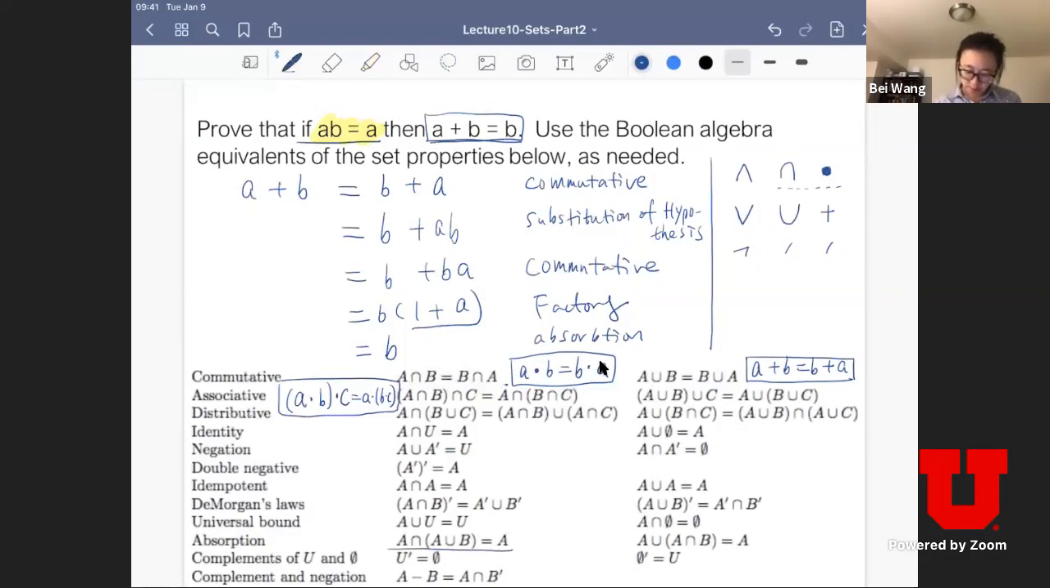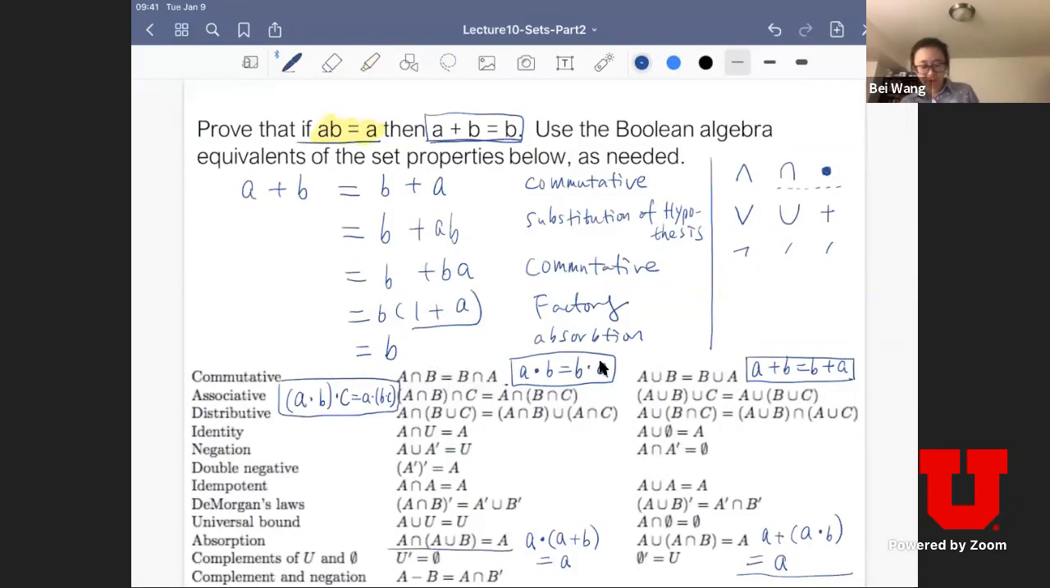If I translate this part here, it's going to be A times A plus B is equal to A and A plus B, sorry, A times B is equal to A. So this is the rule of absorption we're using, okay?